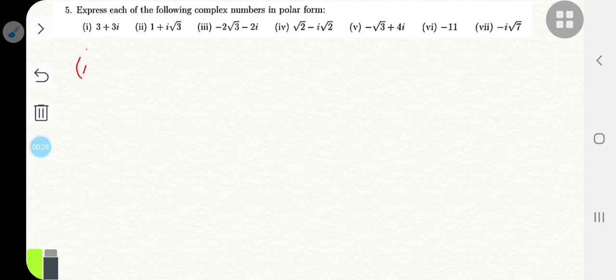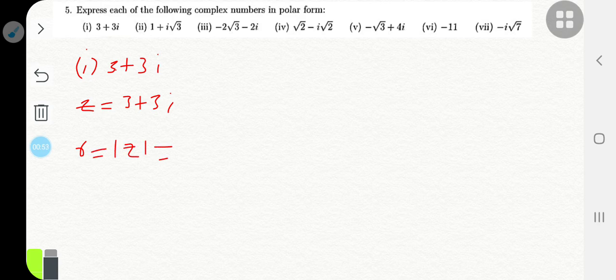So part 1: we've been given 3 plus 3i, and we want to convert this into polar form. Let z be equal to 3 plus 3i. Then let me find r, and we know that r is just equal to the magnitude of z, which is the root of 3 squared plus 3 squared.